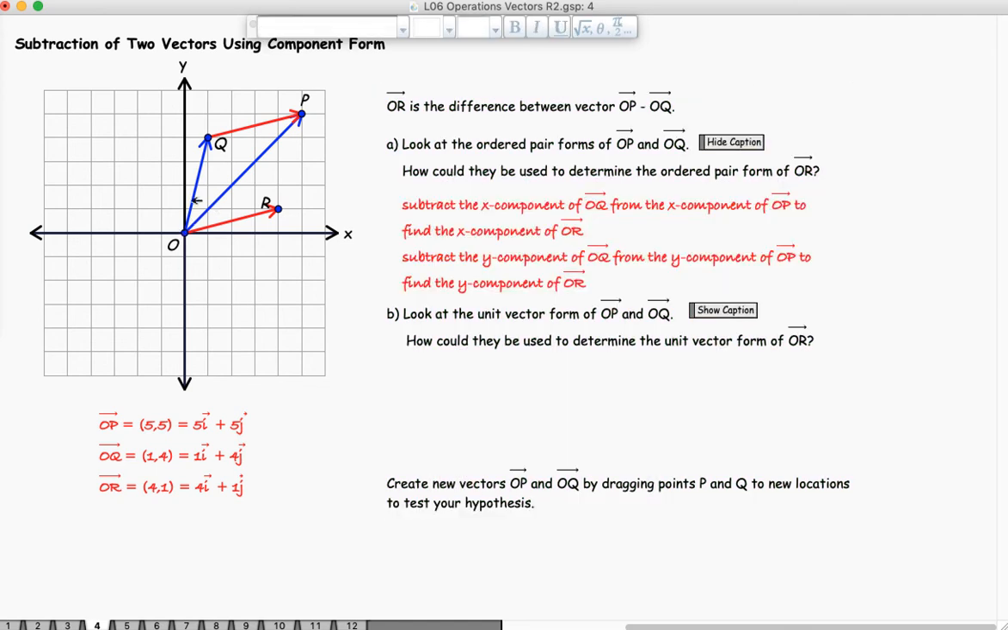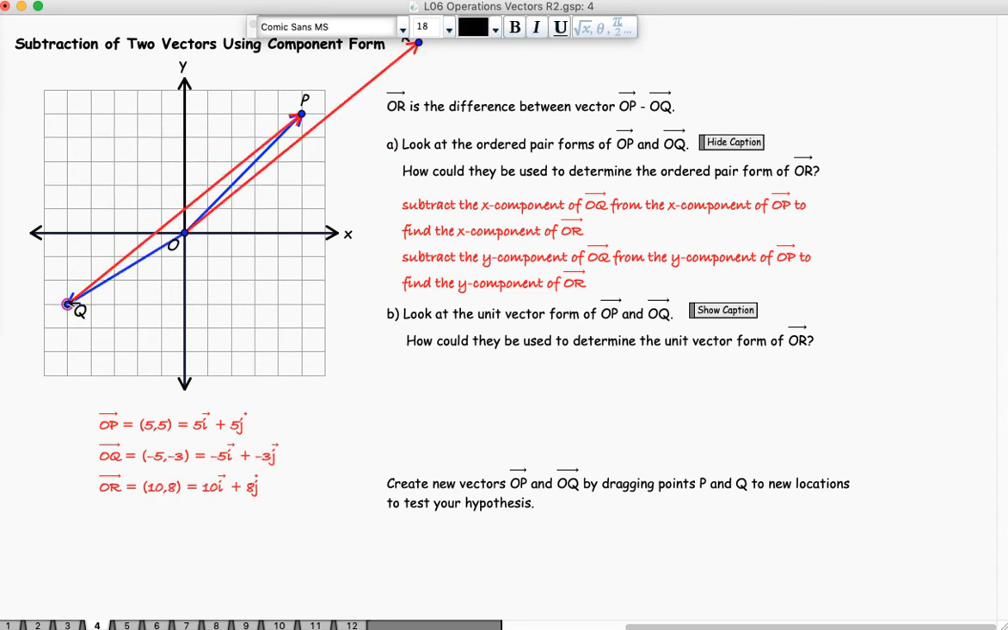And how do I know that? If this is OQ, this would need to be OP minus OQ so that that sum vector there could be OP. So notice what's happening. 5 minus 1 is 4. 5 minus 4 is 1. Move that over here. 5 minus -3 is positive 8. 5 minus 4 is 1. Let's move that down here. 5 minus -5 is 10. 5 take away -3 is 8.